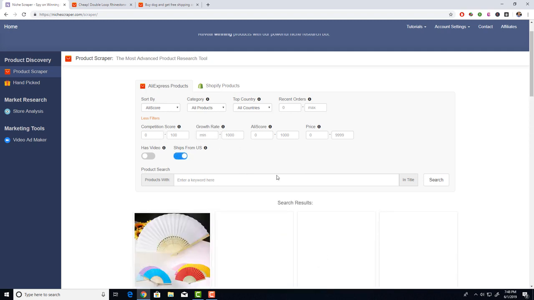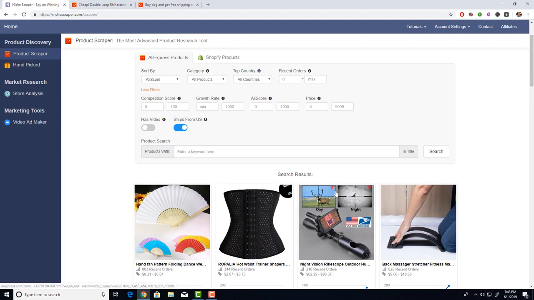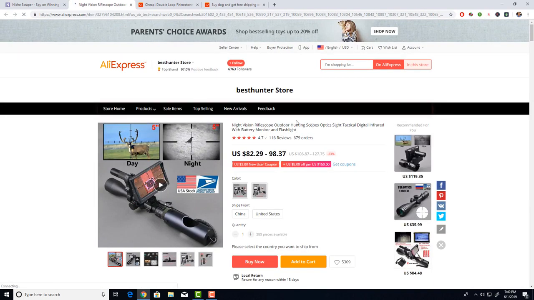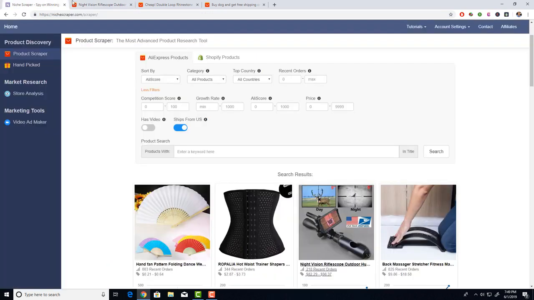And you're going to see all the products here that are being sold that have shipping from the US. So let's click on this one right here. This night vision rifle scope, which could be a great product to dropship. We'll see it has a shipping option from the US here. That's really awesome.